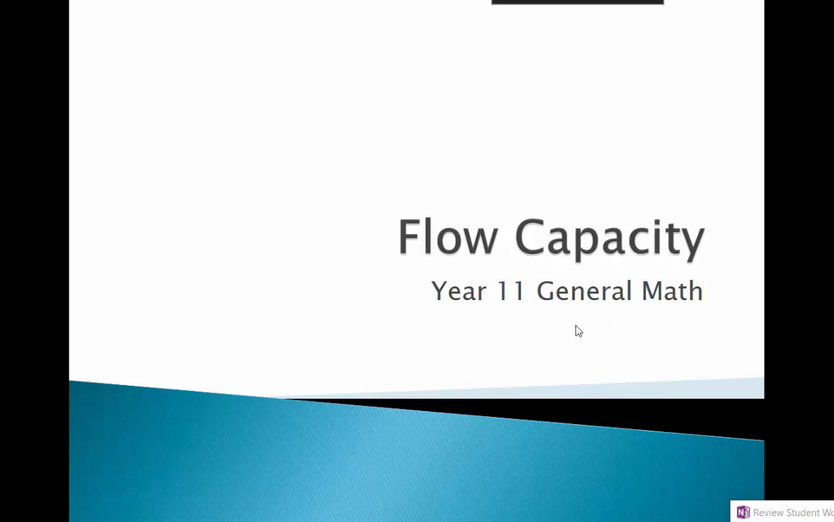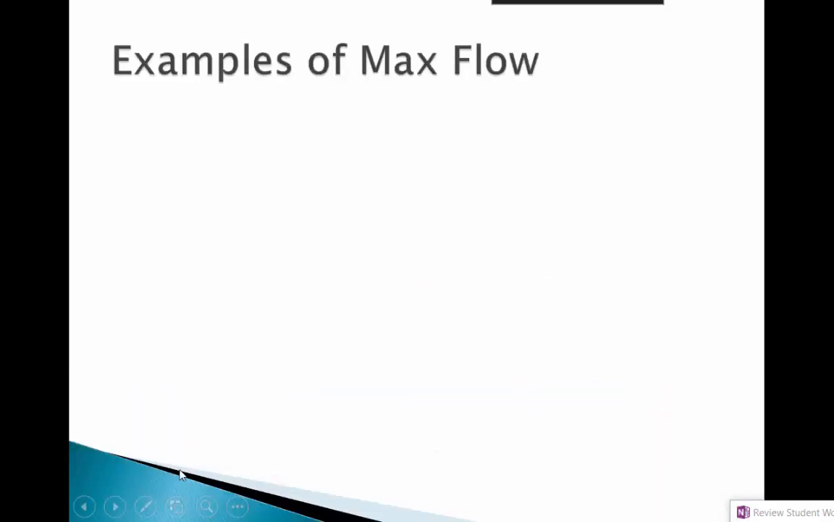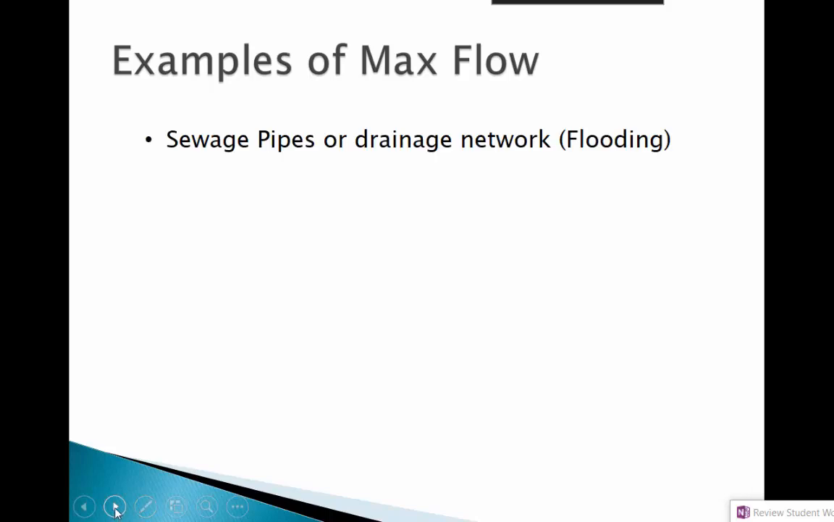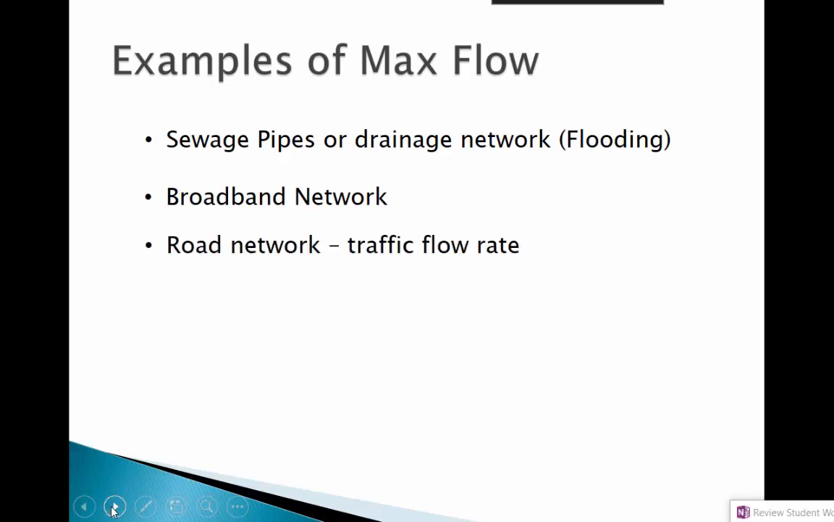Now in this video I'm going to be looking at flow capacity. This is a really useful thing if you're designing different types of networks, so we'll look at some examples. Some examples might be a sewage pipe network or drainage, a broadband network, making sure you've got enough bandwidth in your network, or a road network, so continuing looking at traffic flow.